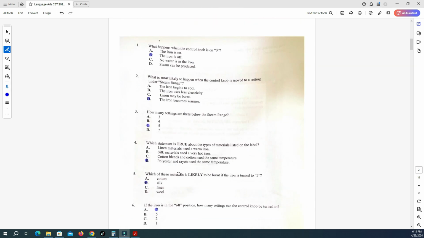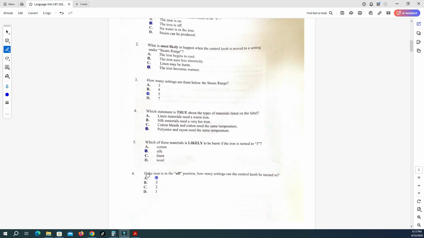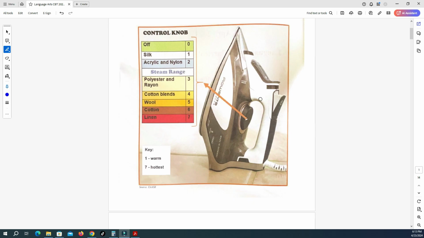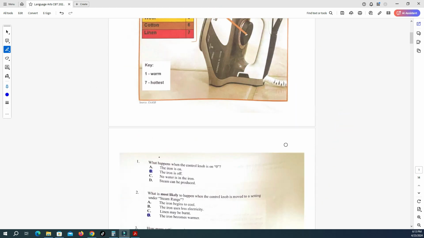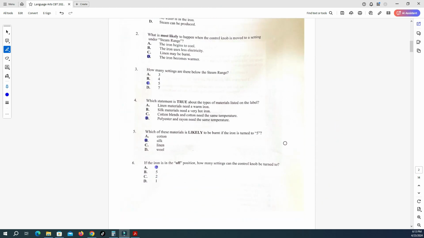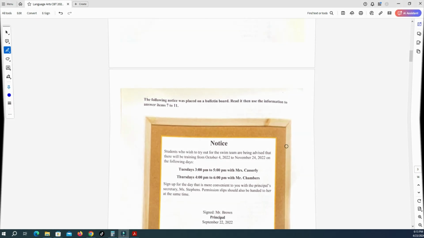I think it's number 6. If the iron is in the off position, how many settings can the control knob be turned to? I select 7 because it's on the off. So 1, 2, 3, 4, 5, 6, 7. So I chose 7 for that one, which is A.